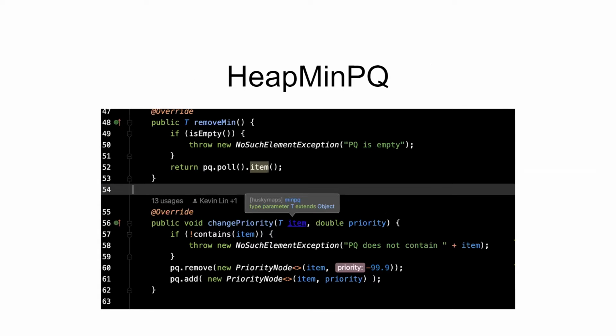For the heap min PQ, we're most proud of the idea that all the methods are implemented by calling the underlying priority queue class. So it makes the implementation so simple and also so effective.